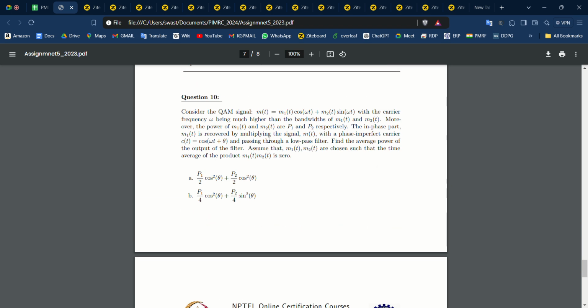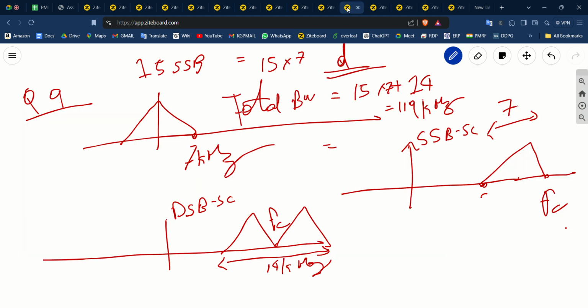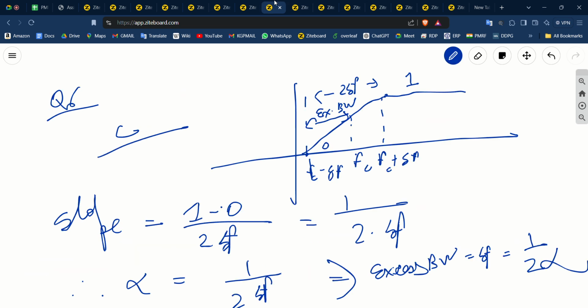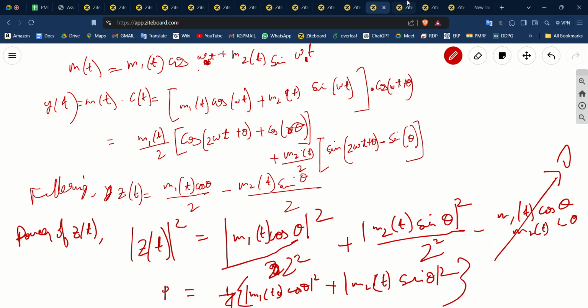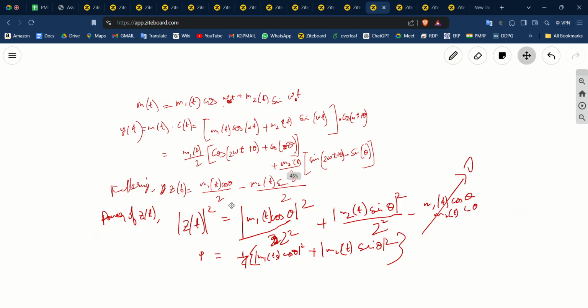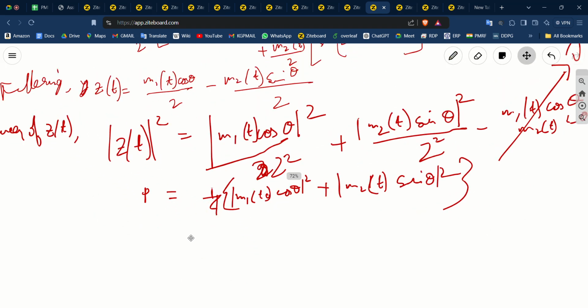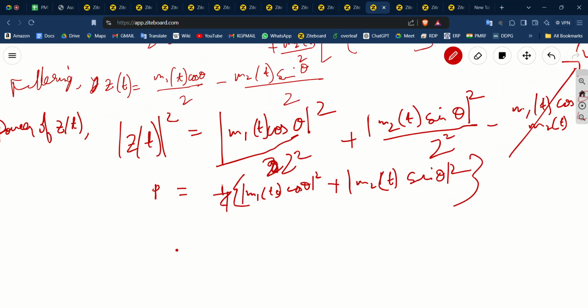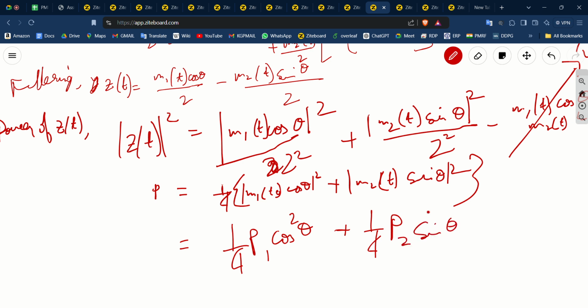Now what is the power of m1 and m2? The powers of m1 and m2 are given as P1 and P2. So we can simply write this as mod m1 squared will be P1 and mod m2 squared will be P2. So 1/4 P1 cos squared theta plus 1/4 P2 sin squared theta. Now if theta were 0, this second term would have vanished and the first term would have been 1/4 P1.